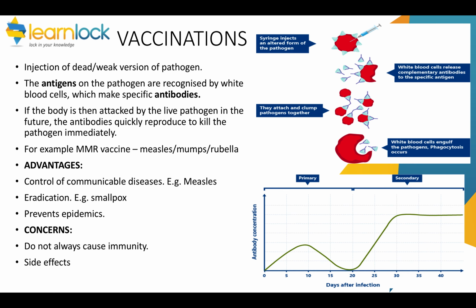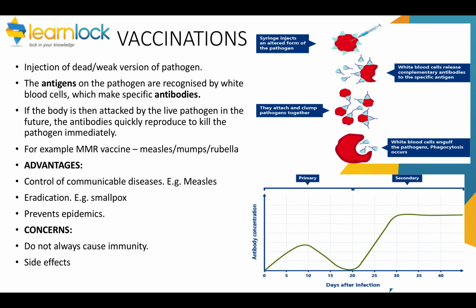Now, to prevent the spread of diseases, you could get a vaccination. So what actually is a vaccination? Well, it's an injection of a dead or weak inactive version of the pathogen. So they're actually giving you a little bit of the pathogen, but a weak version of it, or a dead version. Once you are injected with this, then you start to make specific antibodies. So your lymphocytes make specific antibodies recognizing the antigen on the pathogen.